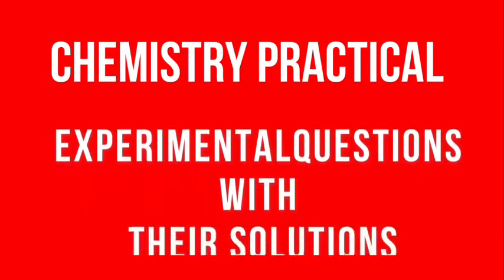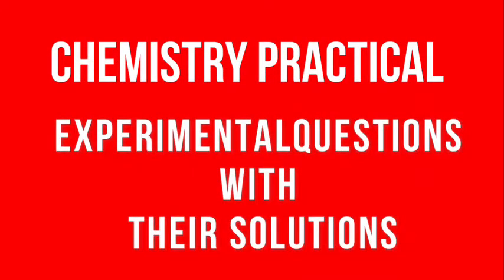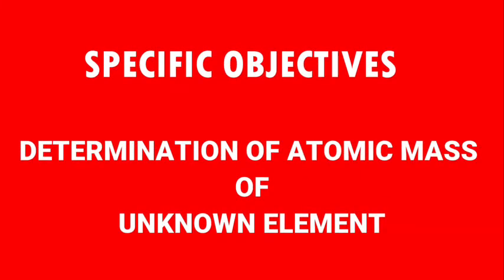Welcome again for this time to our class of chemistry practical. Today we continue with chemistry experimental questions with their solutions. Students, be attentive in this class to understand how the experiments have been solved. Remember that our specific objective is determination of atomic mass of a known element. So for this session, we will discuss experiment number 2.